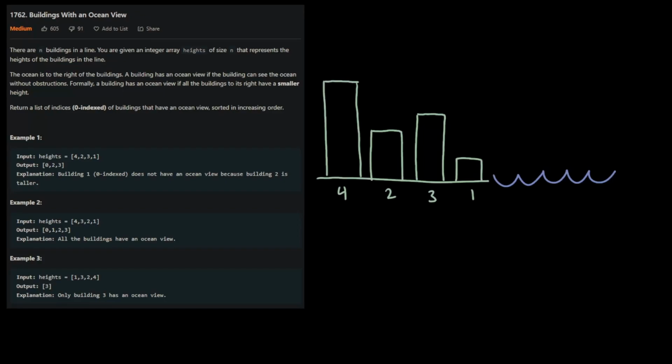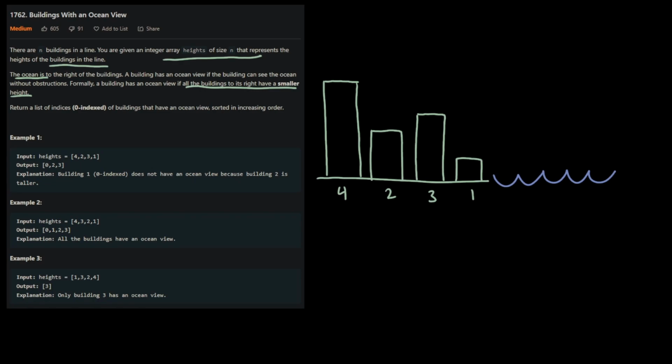Hello, today we'll be doing Leetcode number 1762, Buildings with an Ocean View. For this problem, we are given an array of integers which represents heights of buildings in a line, and to the right of all these buildings there is an ocean. What we want to do is find all the buildings that have an ocean view, which means that all the buildings to its right have to be shorter.